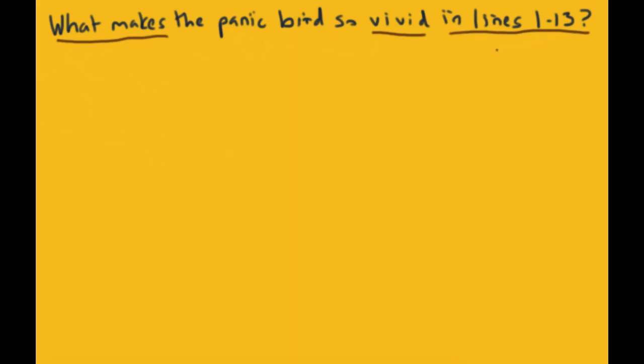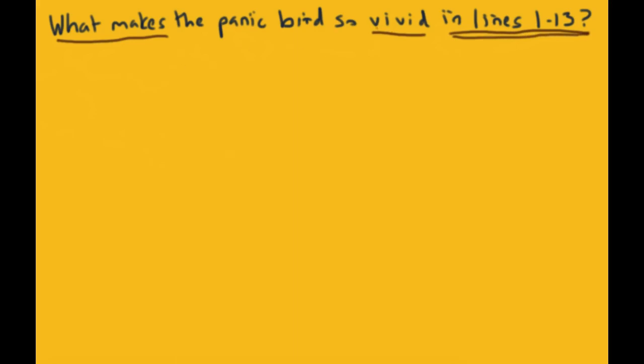We're only using the first 13 lines of the poem to answer this part of the question. The examiner won't give us any marks if we're pulling examples or things from the rest of the poem. So that's critical, that we only keep our answer on lines 1 to 13.